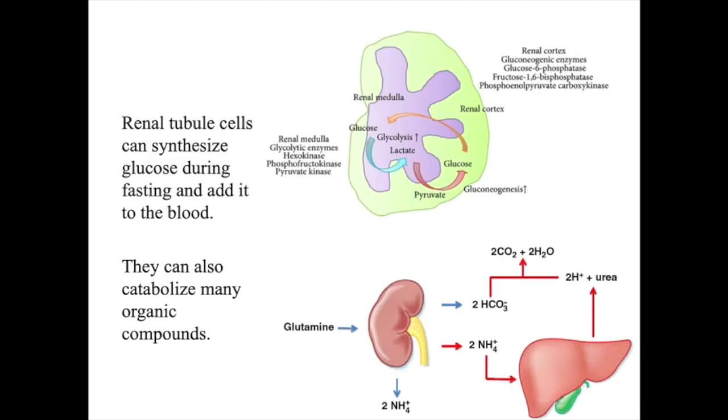I want to have a short note on the metabolism that happens in the tubules. The cells in the tubules are important metabolic components, not only for the metabolism of, for example, glucose, so they help with gluconeogenesis, but they also participate in the metabolism of amino acids.